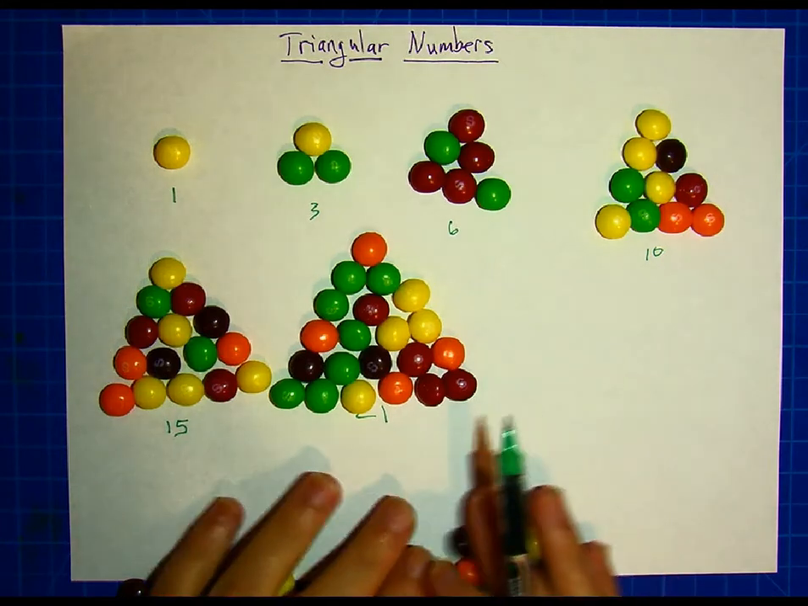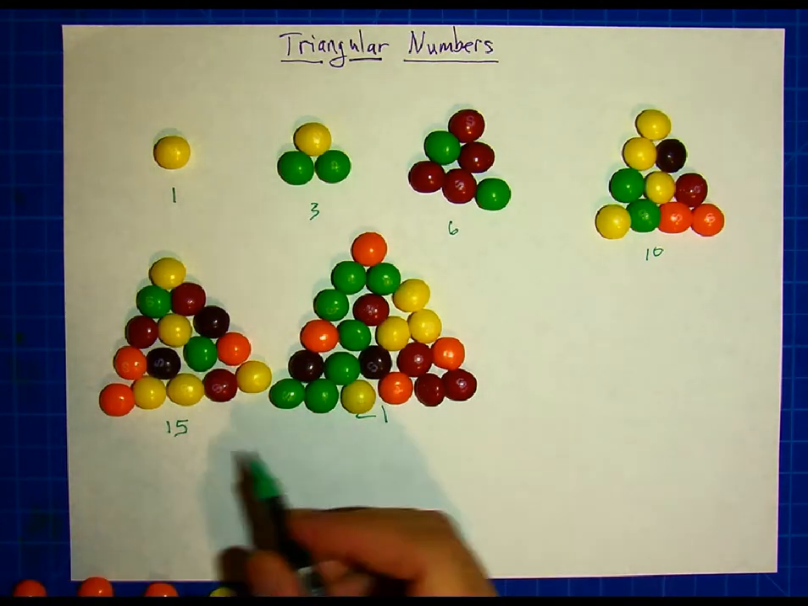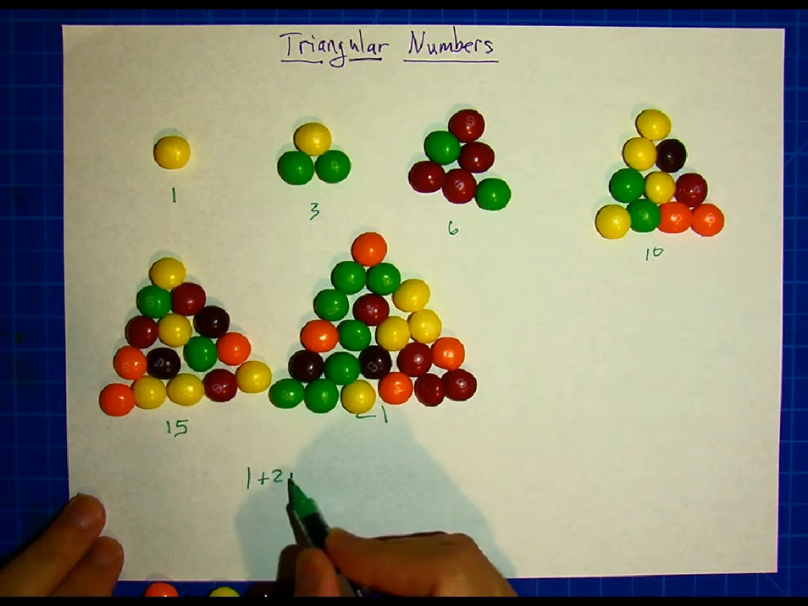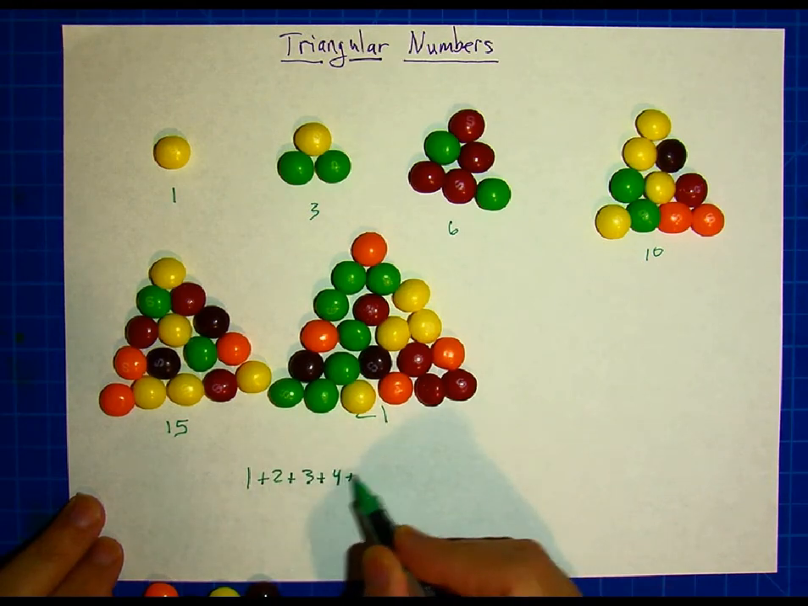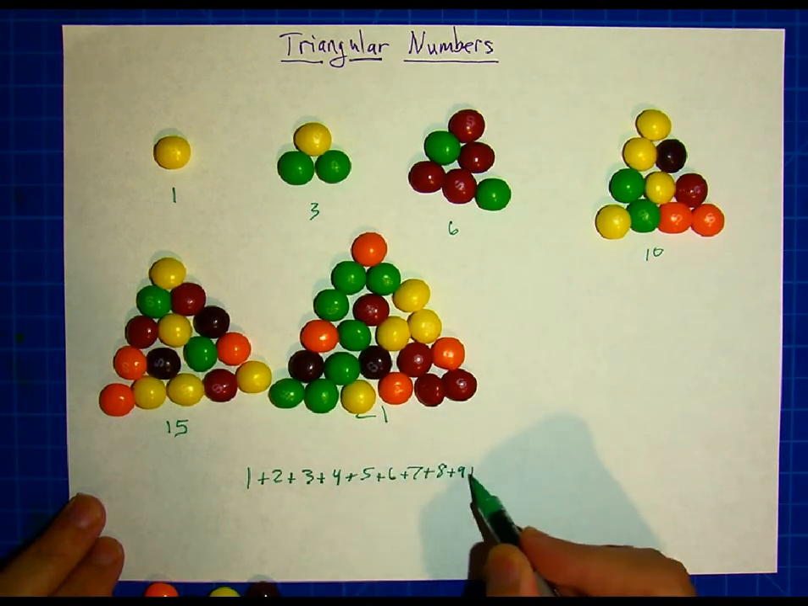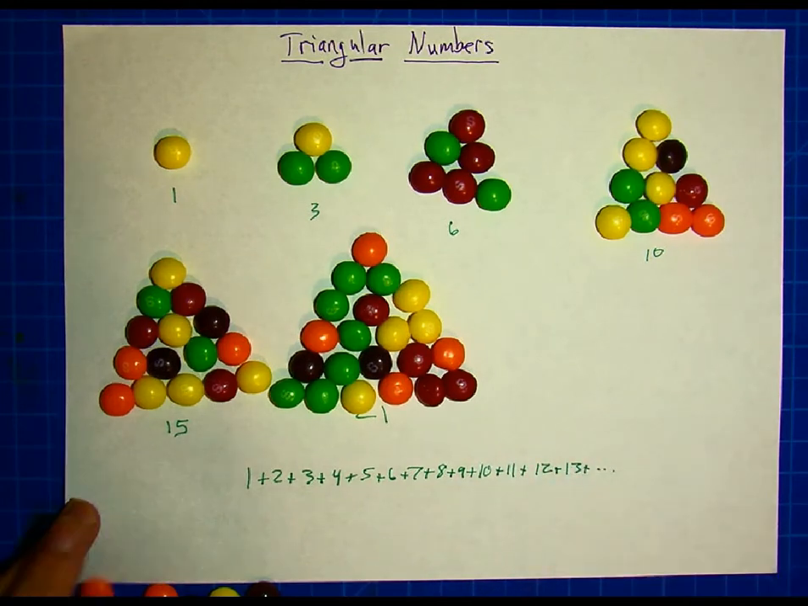So you can make triangular numbers by adding up integers. So 1 plus 2 plus 3 plus 4 plus 5 plus 6 plus 7. All of those are going to be triangular numbers.